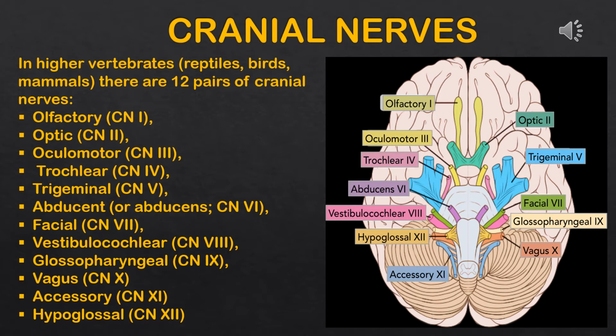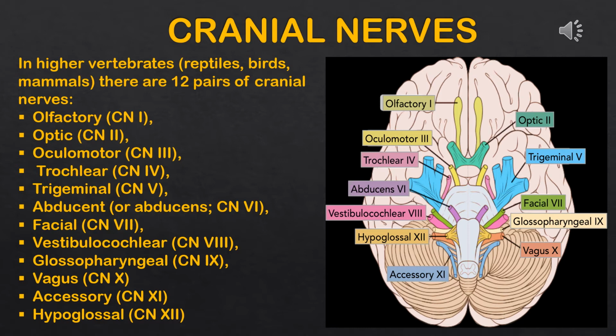Now cranial nerves. There are 12 pairs of cranial nerves arising from the brain. So in higher vertebrates, that is reptiles, birds, mammals, there are 12 pairs of cranial nerves. The names are olfactory, CN1, that means cranial nerve 1. Please don't miss the order. Whenever you write down or learn these names, do it order wise.